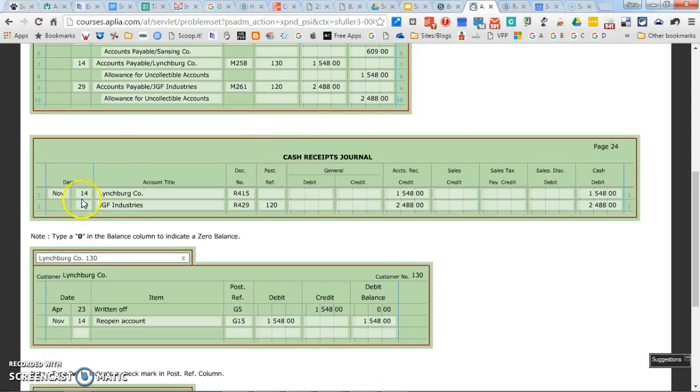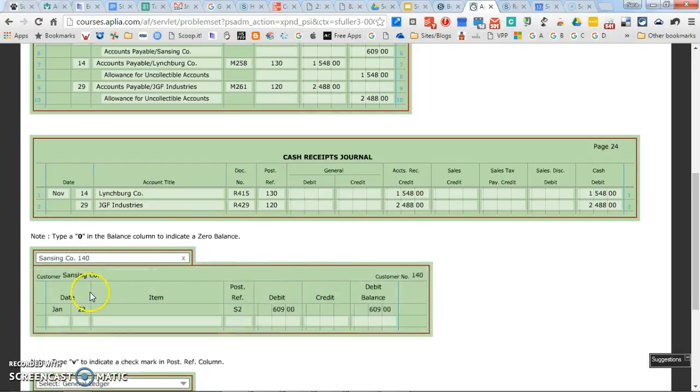And then we have one more, so right here. The date is the 14th as well. Post reference is CR24. It's a credit of the 1,548, and our balance is back to 0. Post reference of 130. I believe we have one more to do. Yep, Sansing Company.